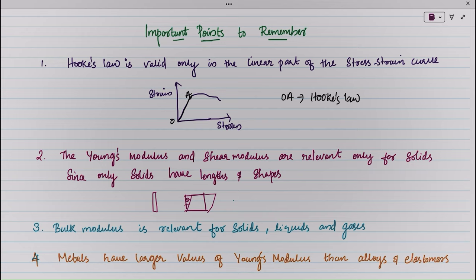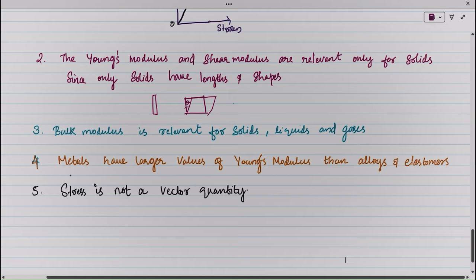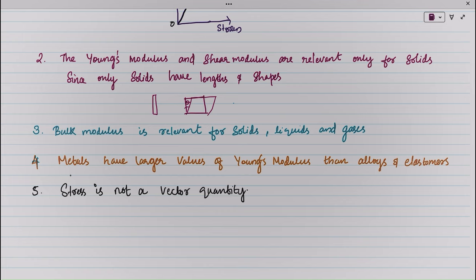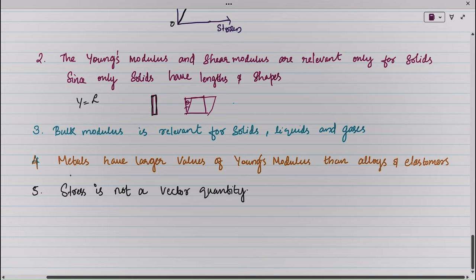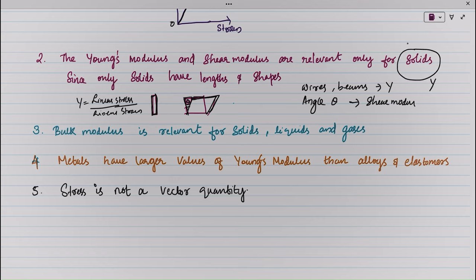The second point is that Young's modulus and the shear modulus are relevant only for solids, since only solids have length and shape. We already saw what Young's modulus is. Young's modulus Y is the longitudinal stress by longitudinal strain, that is linear stress by linear strain. That is in the case of wires and beams. And in the case of areas or volumes, where something has shape and there is a change in angle theta, it has shear modulus. That is, only for solids exist Young's modulus and the shear modulus.